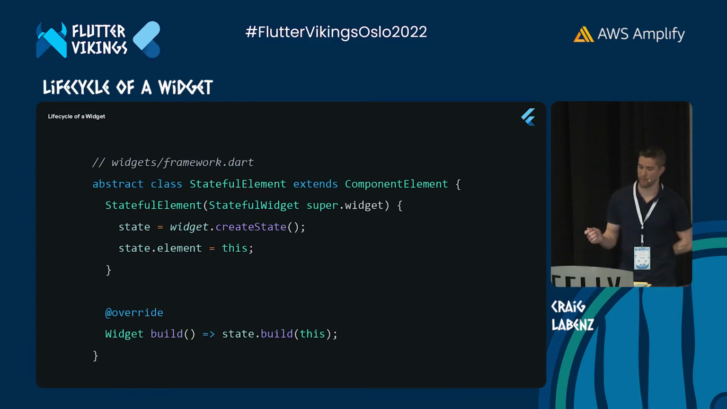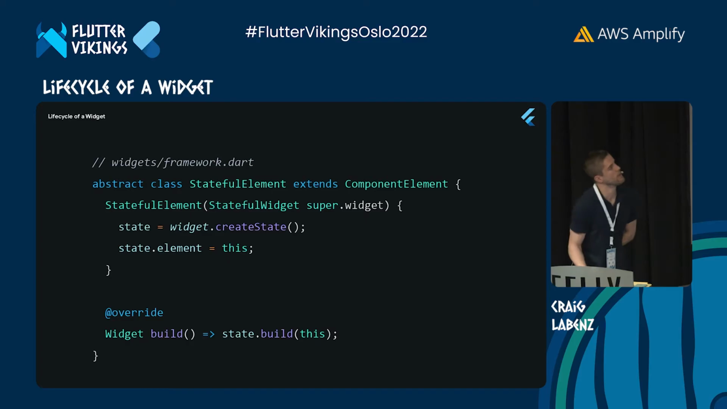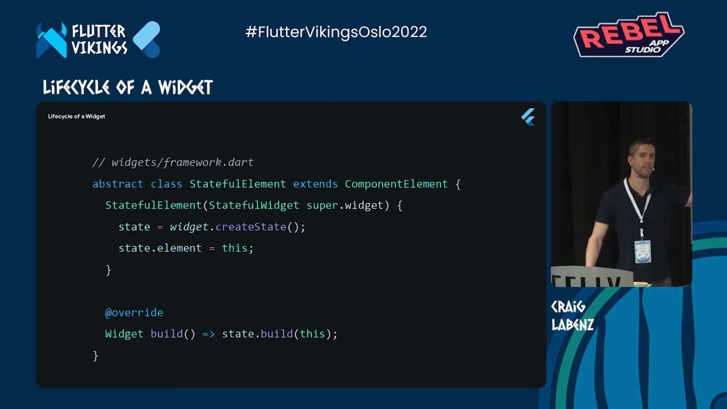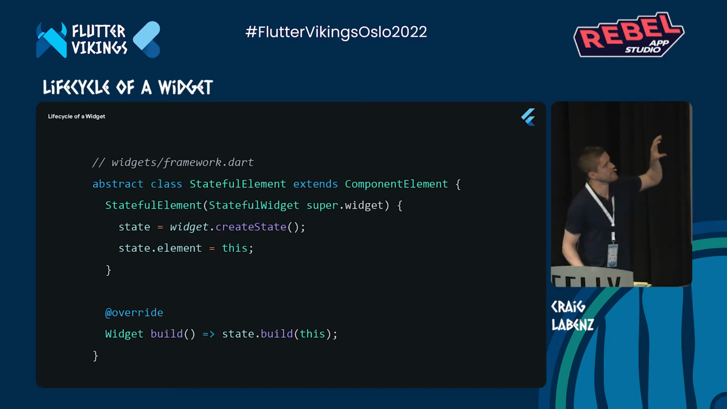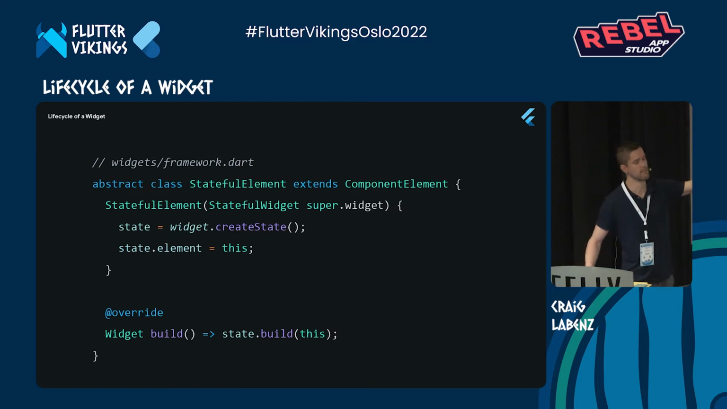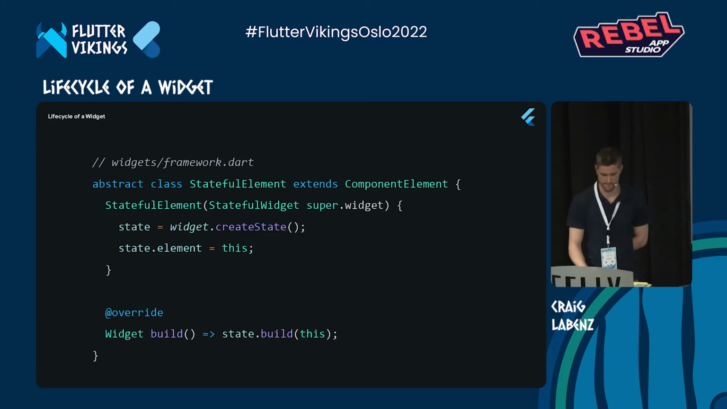And then flipping over that coin to look at the stateful element, we see a couple of interesting things going on in the constructor. So it calls that create state method, saves the attribute, and then saves itself as the element attribute on the state object. And state.context, by the way, is just an alias to state.element. So we can see here that the state object's context attribute is definitely the exact same thing as what is passed into the state class's build method at the bottom as the build context.